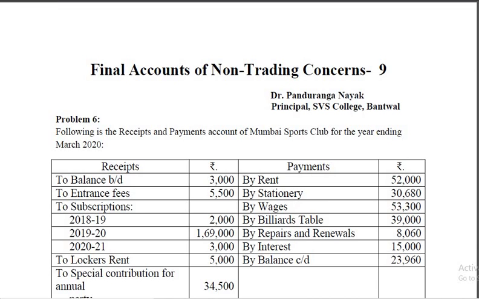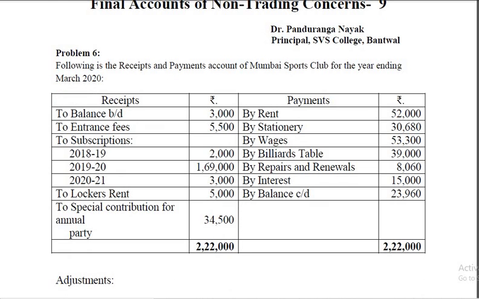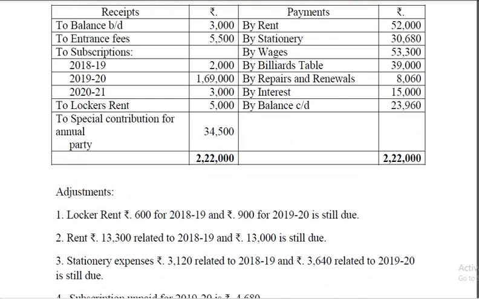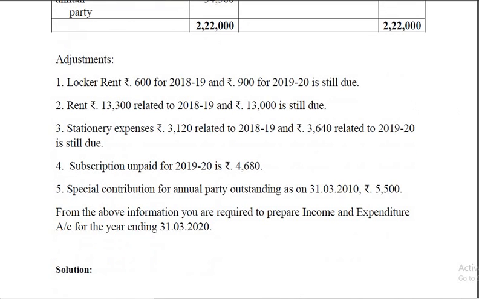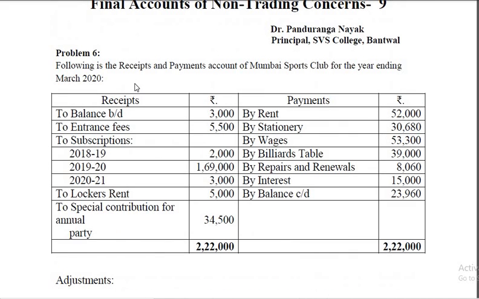We were learning how to prepare the income and expenditure account given the receipts and payment account and certain additional information. Today let us solve some more problems. I am beginning with problem number 6. The receipts and payment account of Mumbai Sports Club is given here. Added to that, some adjustments are also given. Let us take the adjustments first.